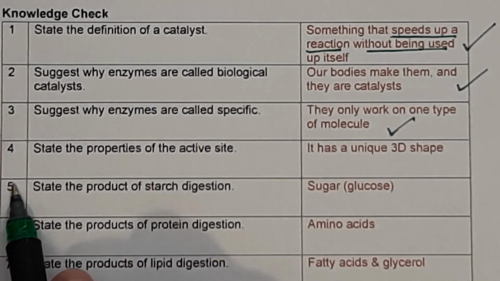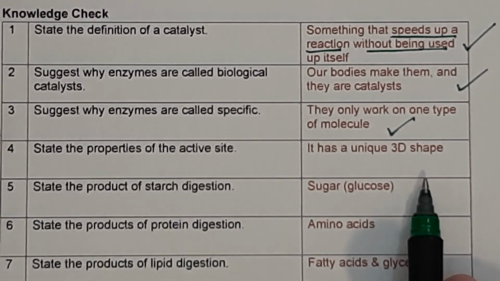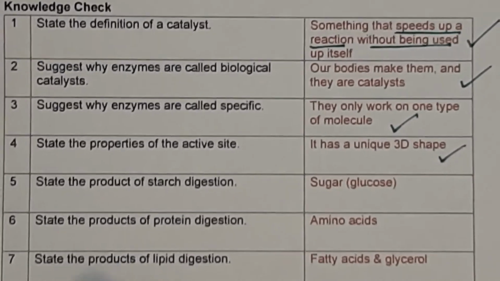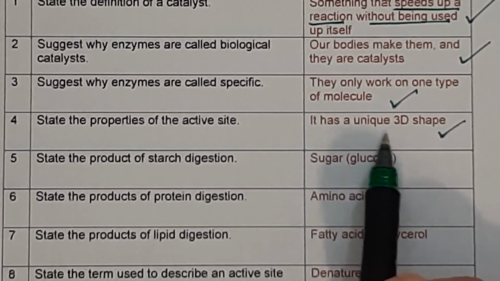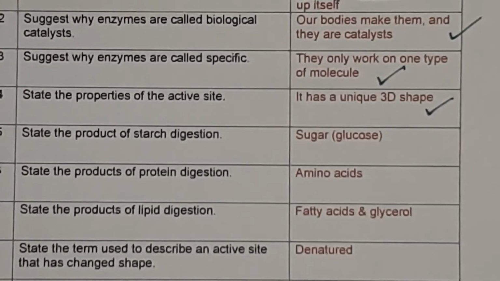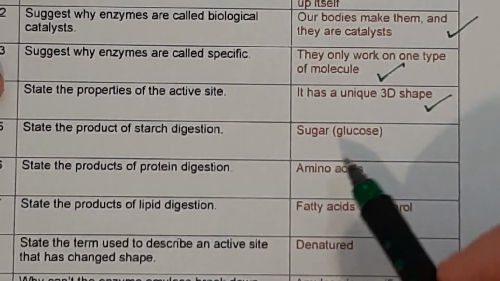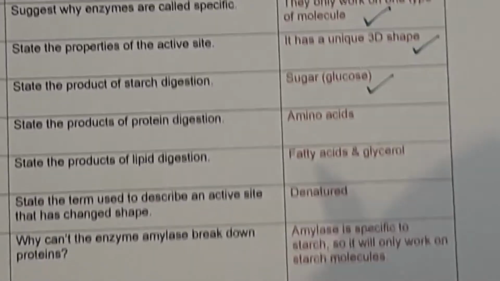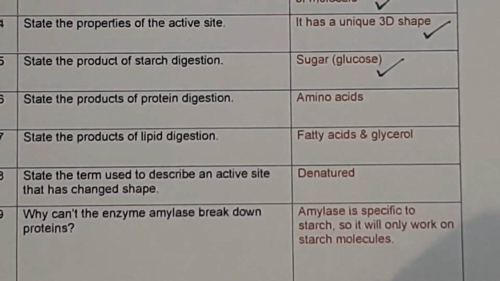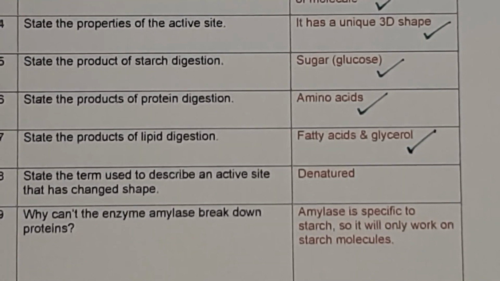Question 4. State the properties of the active site. So the active site has a unique 3D shape, okay? And that is the answer. That's the phrase you need to use, the unique 3D shape. Okay, so make sure you're correcting and adding anything that you haven't got here. Question 5. State the product of starch digestion. So that's sugar or glucose. Question 6. State the products of protein digestion. Well, that would be amino acids. Question 7. State the products of lipid digestion. That's fatty acids and glycerol. You'll need both for the mark, please.